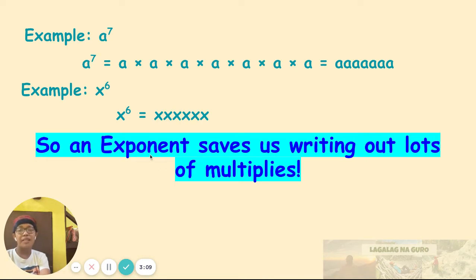So piniprevent lang ni exponent yung sulat natin ng mahahabang ito. Okay, instead of writing these a's and these x's, so we have a to the 7 and x to the 6. Okay?